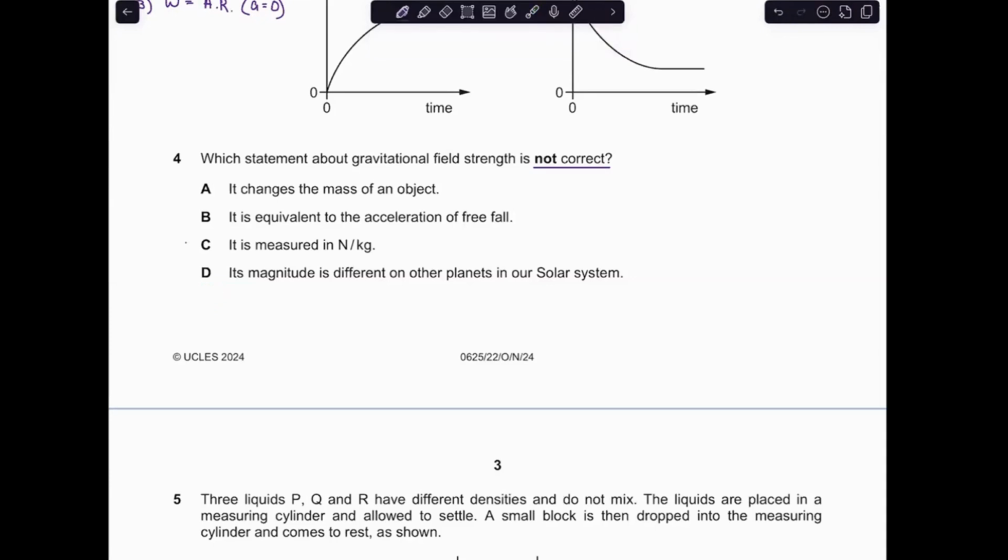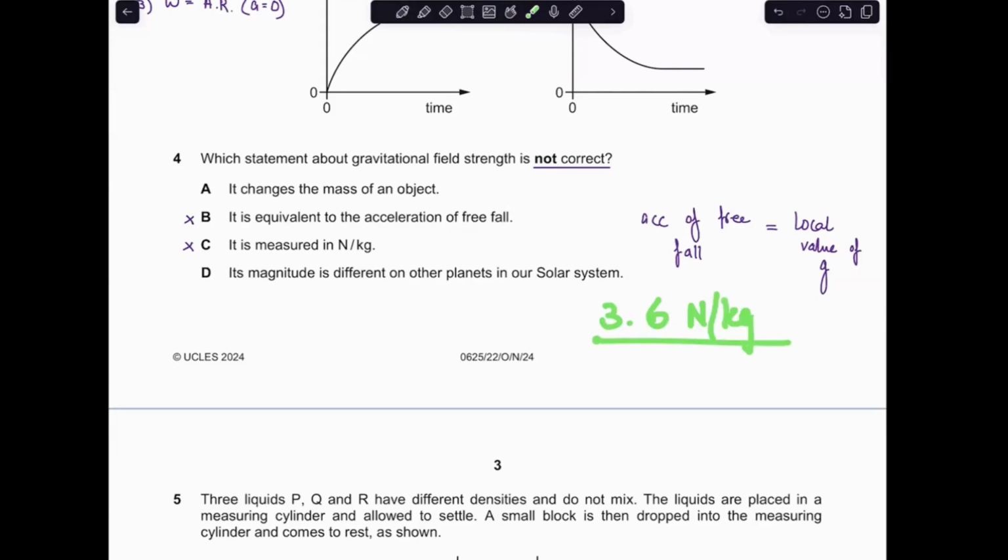Okay, so that means you've eliminated C. This is correct. It is measured in Newton per kg. Then it is equivalent to acceleration of free fall. That's also correct. So we're going to eliminate that. By the way, the acceleration of free fall always has the same magnitude as the local value of g. In simple words, what that means is that if you're on a planet where the value of the gravitational field strength is 3.6, it would mean that the acceleration of free fall on that planet would also be 3.6 meter per second squared.